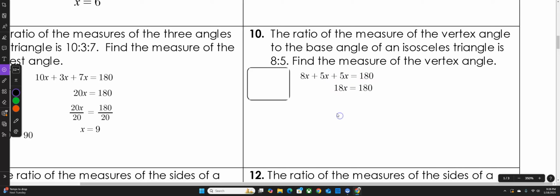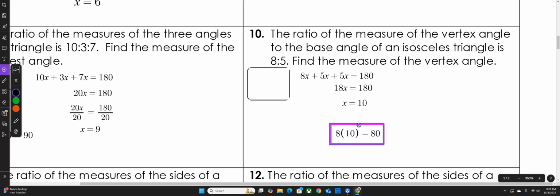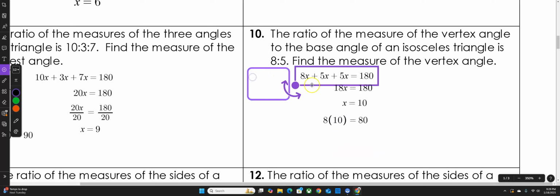Once we divide both sides by 18, we will find that x is equal to 10. And since we want to find the vertex angle, which is 8x, we're going to say 8 times 10. I apologize if you hear that random scraping noise in the background. My dog is being a little bit crazy. 8 times 10 is 80, so the vertex angle of this triangle is 80 degrees.